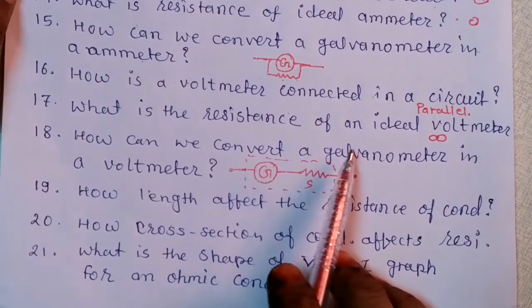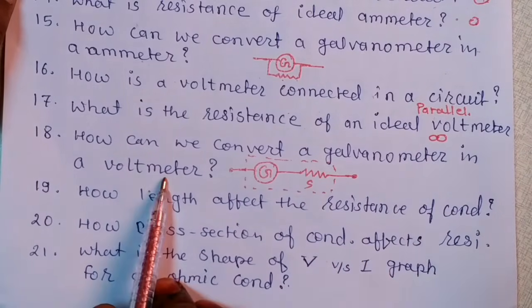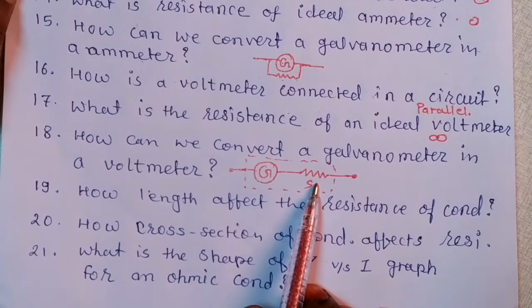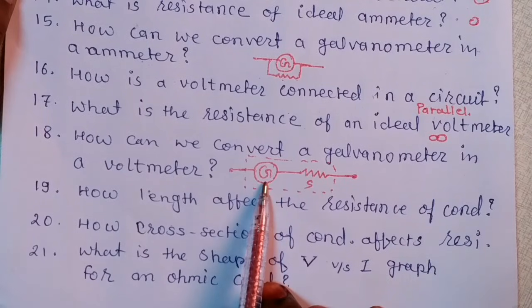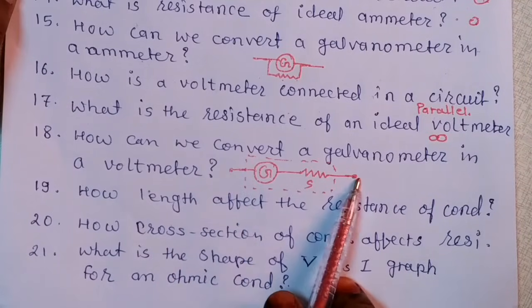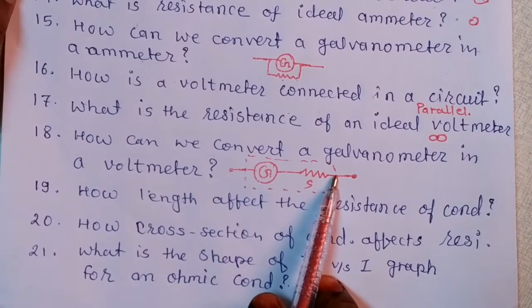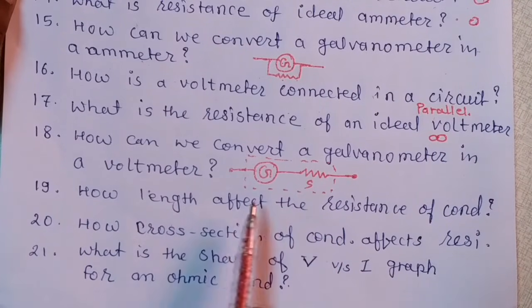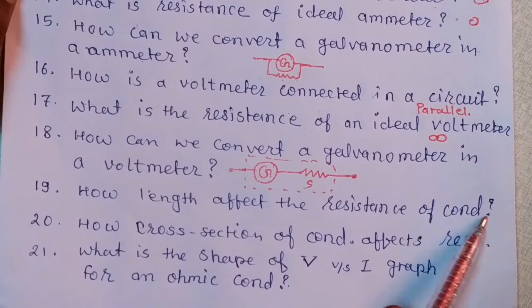How can we convert a galvanometer into a voltmeter? A high resistance is connected in series with the galvanometer so that no current passes through the voltmeter. How does length affect the resistance of a conductor?